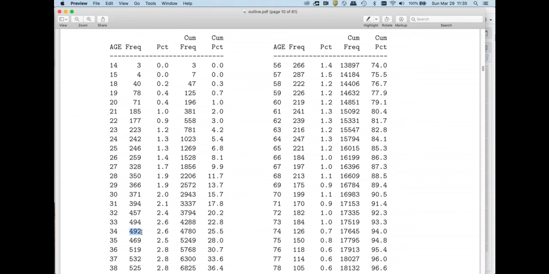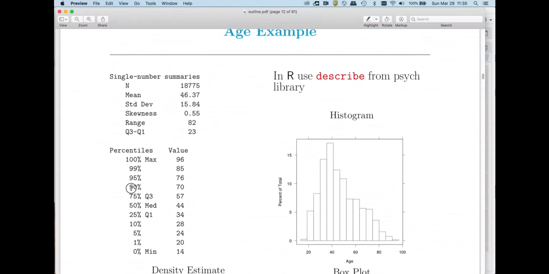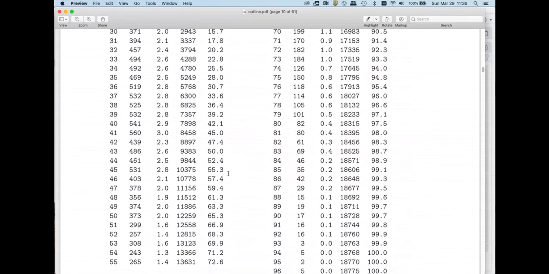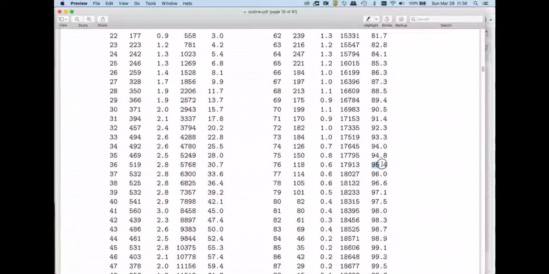Let's do another problem. So what is the 90th percentile? Well, the 90th percentile is not the value 69 because I'm not quite 90% of the way into the data. The 90th percentile would be age 70. So if you don't believe me, let's go look at what the describe function does. And sure enough, it says age 70. Let's do another one. What is the 95th percentile? Well, according to this, it's 76. We go back here. I want to go 95% of the way into the data, which is here. So notice we're age 76.